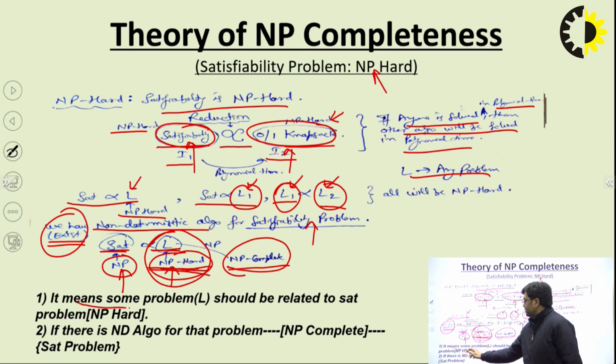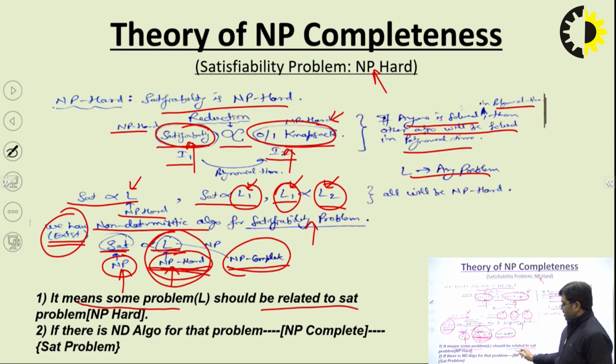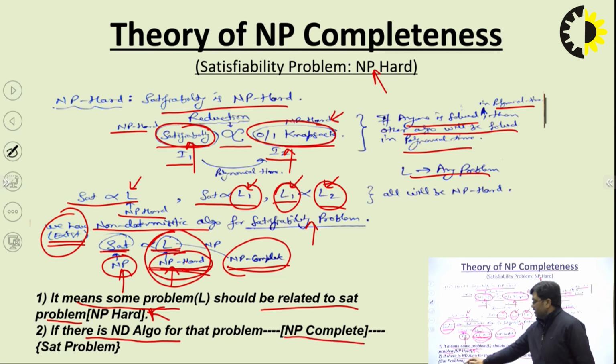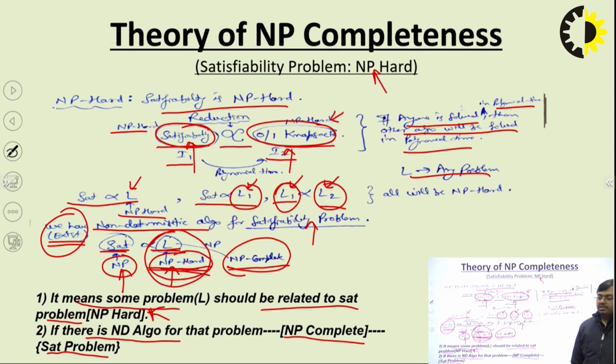Means some problem L should be related to the satisfiability problem. If we relate some problem L, which can be 0-1 knapsack, which can be TSP, which can be anyone, to the satisfiability problem, that can be put into the NP hard category. And step number 2, if a non-deterministic algorithm is available for that type of problem, then it comes to NP complete, like the satisfiability problem.